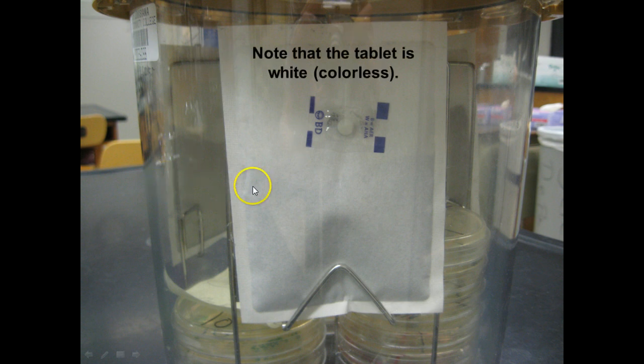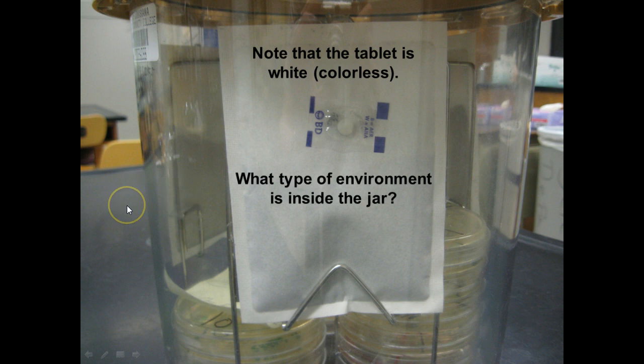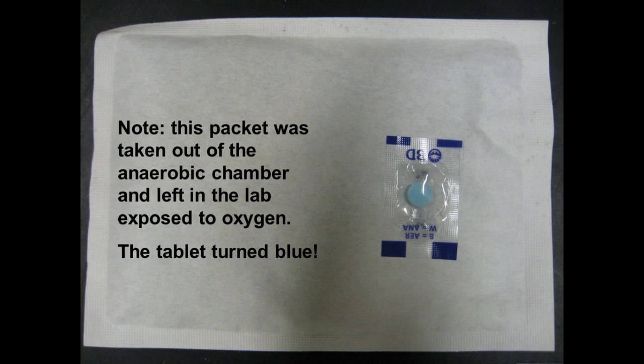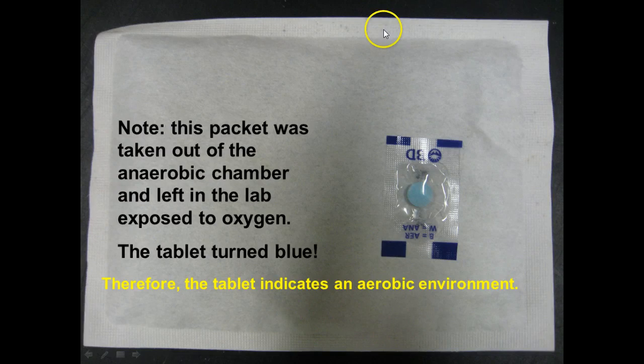So think about the environment that we're mostly in, aerobic, it's blue. So note that this one is white or colorless. And so what type of environment? Anaerobic. This one, again, notice it's blue, right? And that's because this one was left out on the bench top, and so therefore it was exposed to oxygen and it turned blue. So, aerobic environment.